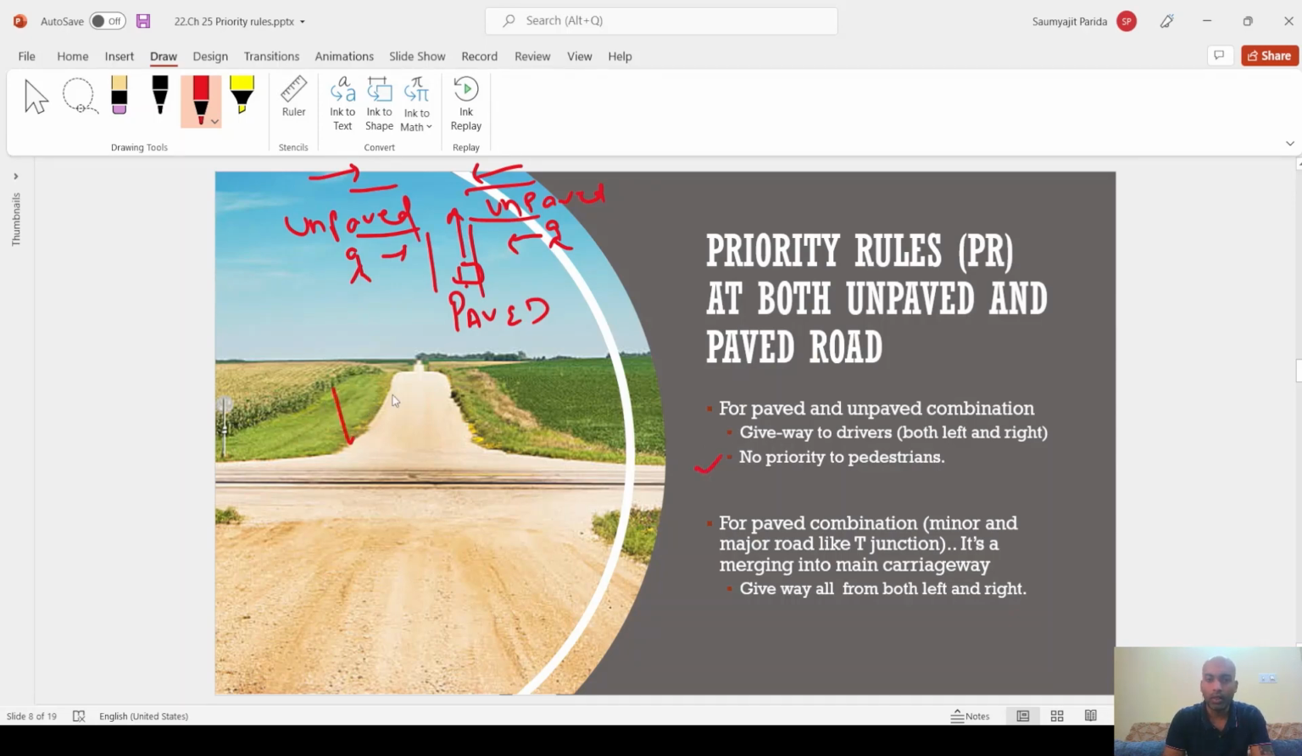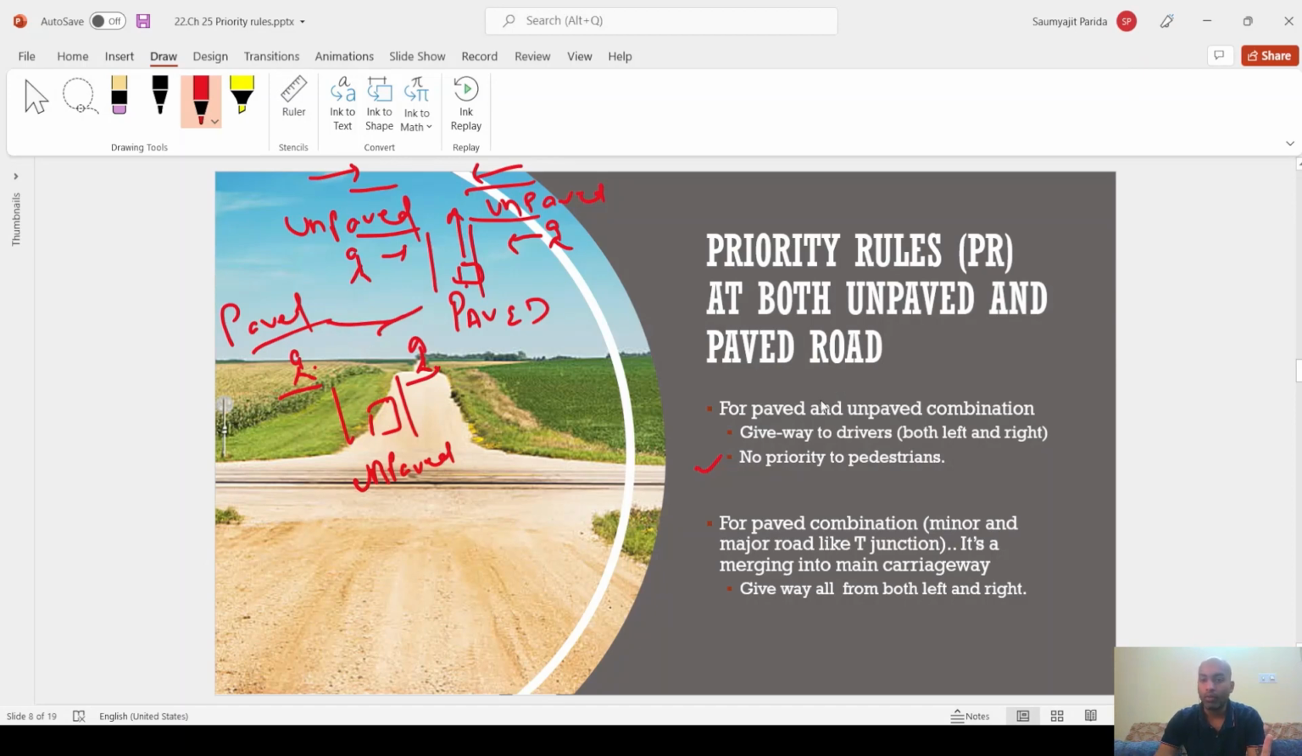Okay, let's take another example. Suppose this is the unpaved road and this is the paved road. If here is a car and here is a pedestrian, then the car on the unpaved road does not have to give priority to the pedestrian, either from the left or from the right. And please understand that skaters, the people on skateboards, are also pedestrians. Only and only the car on the unpaved road has to give priority to the car on the paved road.